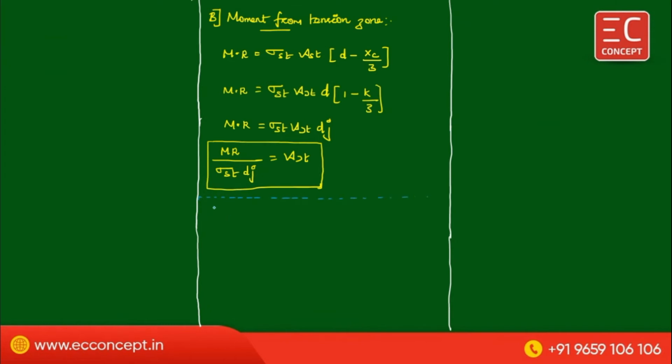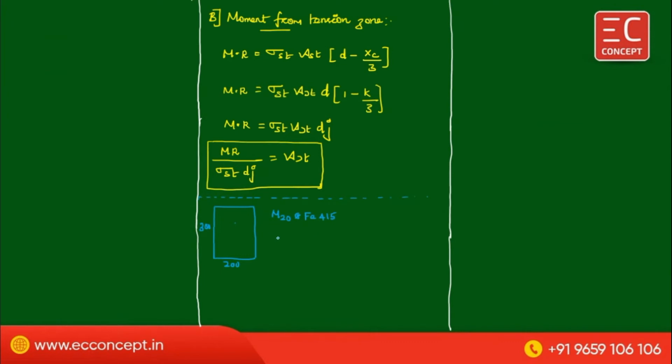Suppose there was a section. I'm not changing the section. The section is 200 by 300, with M20 concrete and Fe 415 steel that we are using.